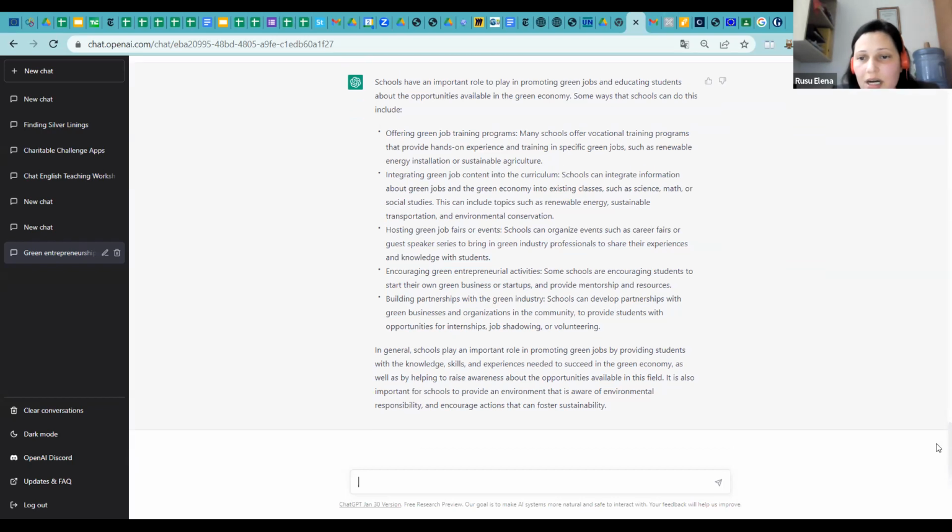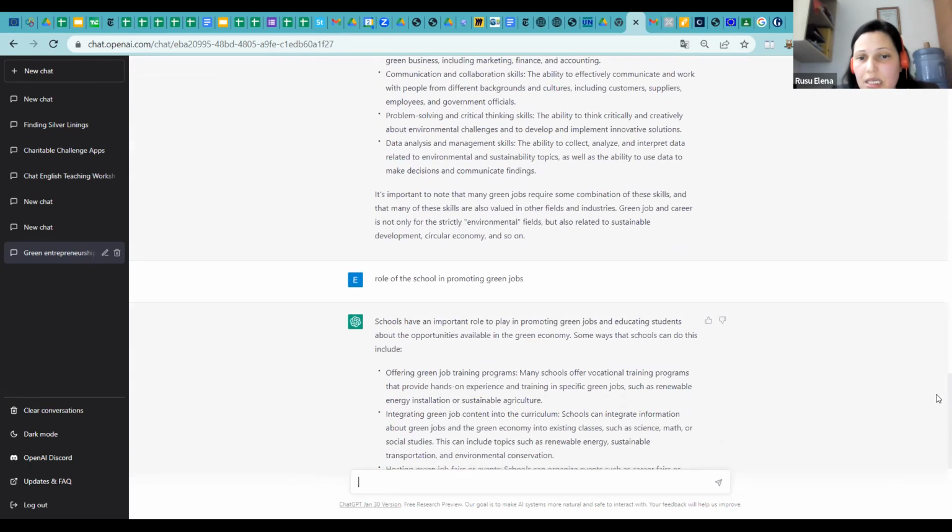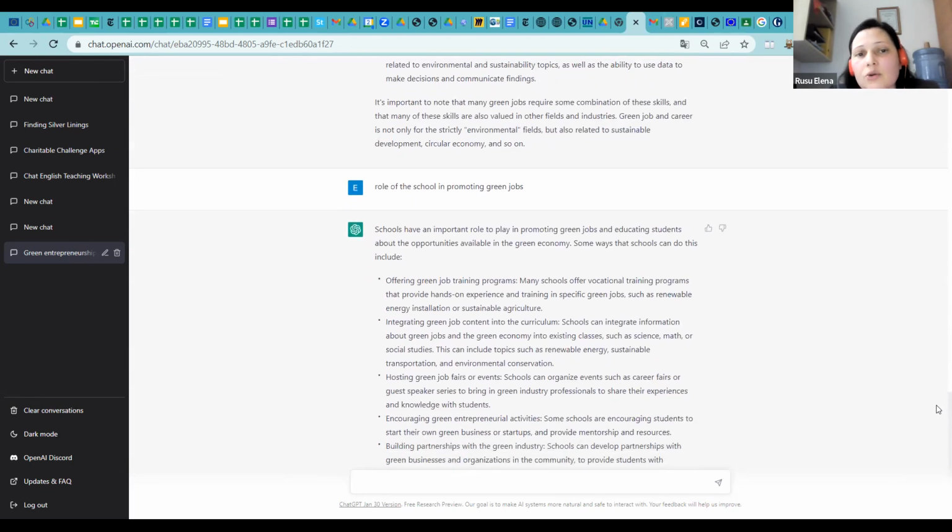These are the pieces of advice that ChatGPT gave me when I looked for the possibility to involve school in projects related to green entrepreneurship. I know that many of our schools from Moldova are part of different international projects that aim to promote sustainable goals.